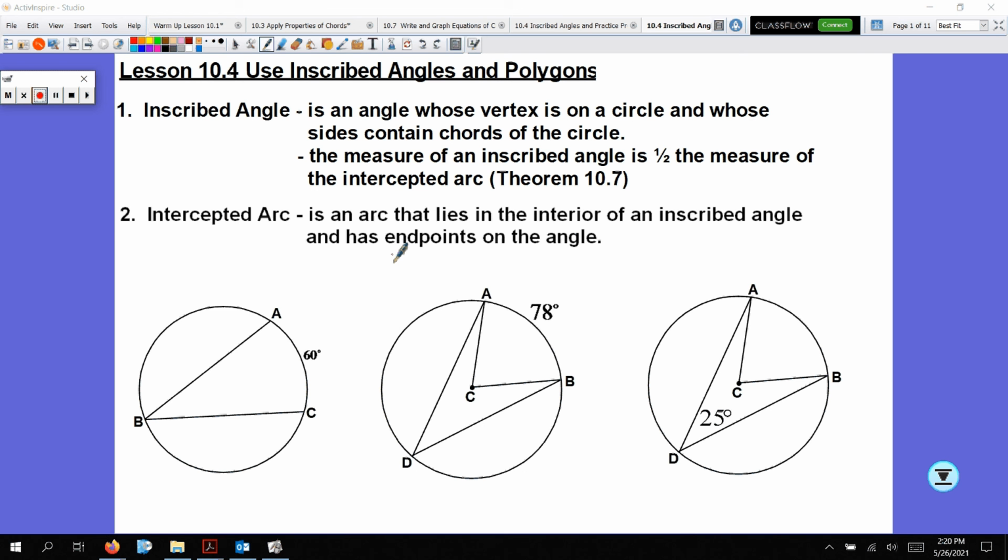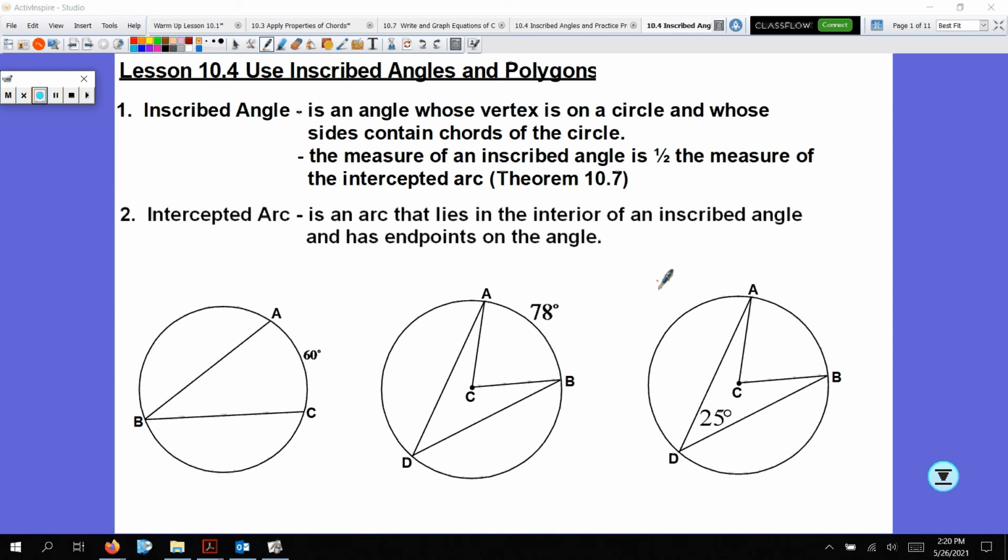All right, today's lesson, lesson 10.5, we are talking about inscribed angles and polygons, okay? So here's the definition of an inscribed angle. It's an angle whose vertex is on the circle, whose sides contain chords. So it's actually inscribed, it's inside. The sides contain chords of the circle. The measure of an inscribed angle is half the measure of the intercepted arc.